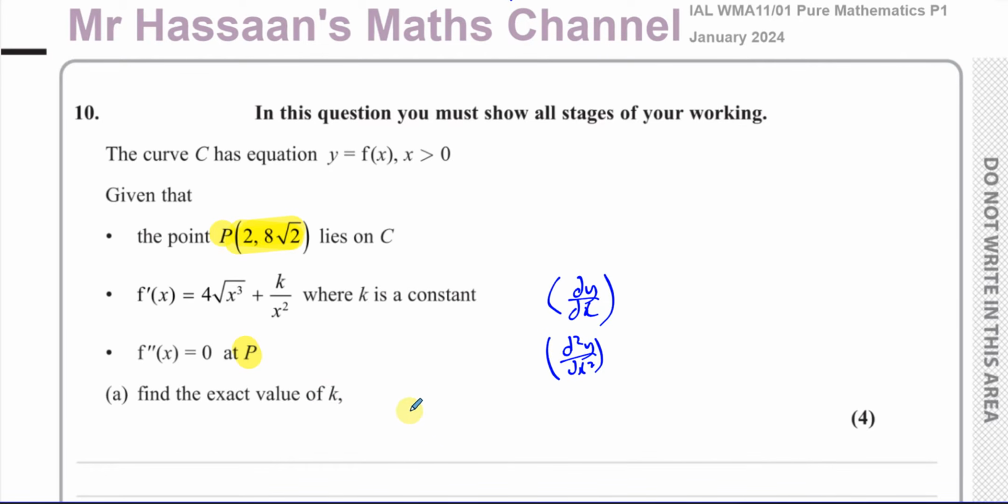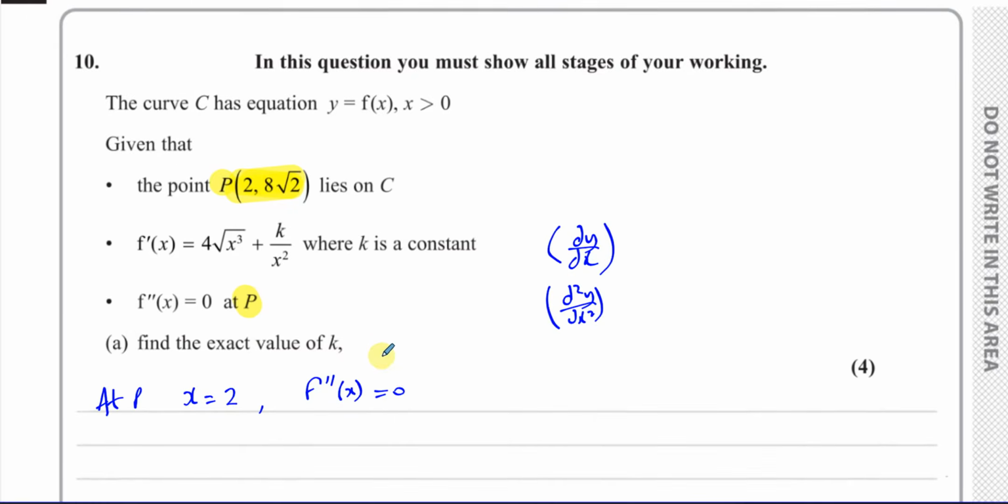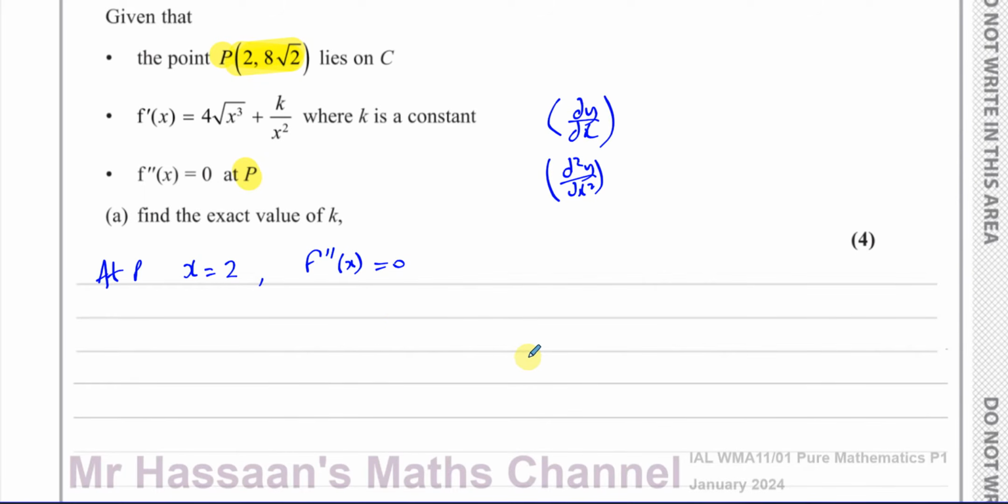So basically what we can see here is at P, we have 2 things that we know about P. We know that x is equal to 2, and we also know that f double dash x, the second differential, is equal to 0. So using that information, I'm sure we can find the value of k. The first thing we need to do is find f double dash of x. So let's take f dash of x, which we have, and rewrite it in a way which is conducive for us to differentiate it, because to go from here to here, we differentiate.